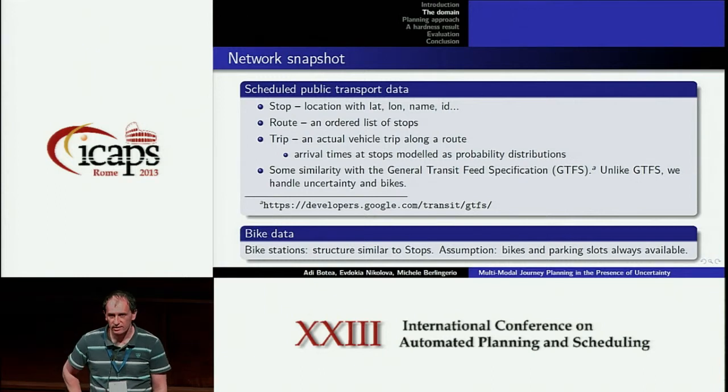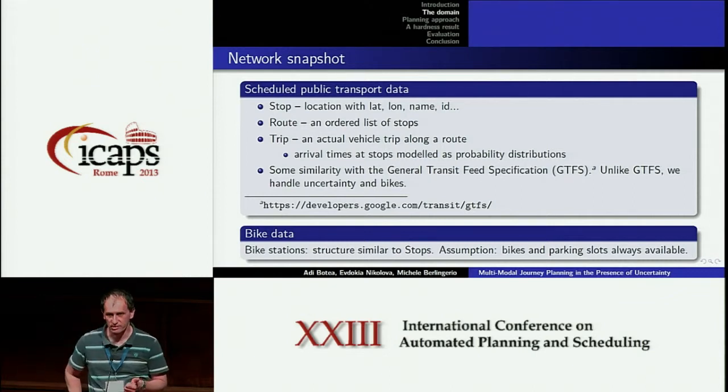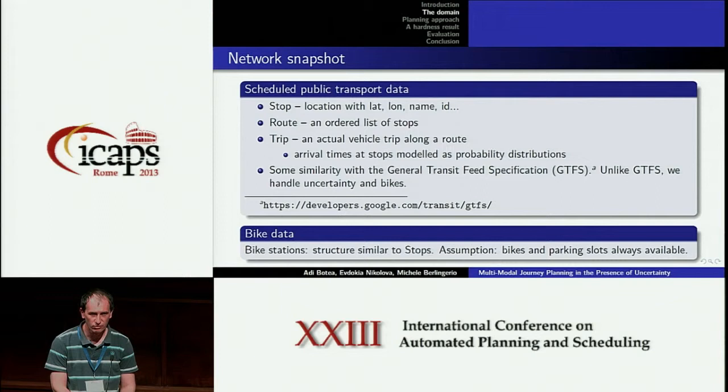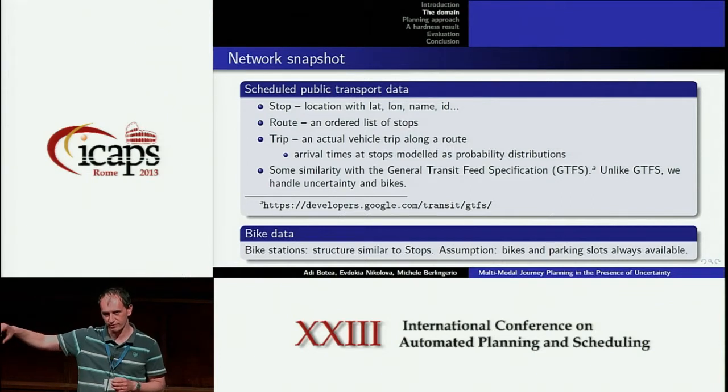As I hinted earlier, here we handle scheduled public transport data and also bicycles. About the scheduled transport data, we need to know the stops. The data about a stop includes the latitude, the longitude, the name, the ID of that place. We also need to know the routes, and one route is an ordered sequence of stops.